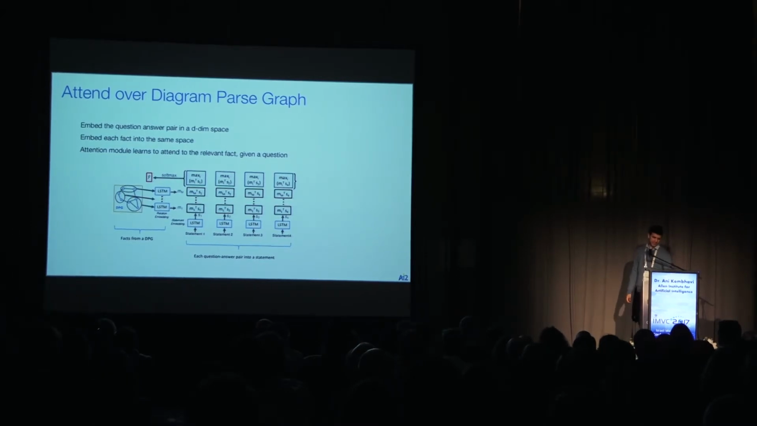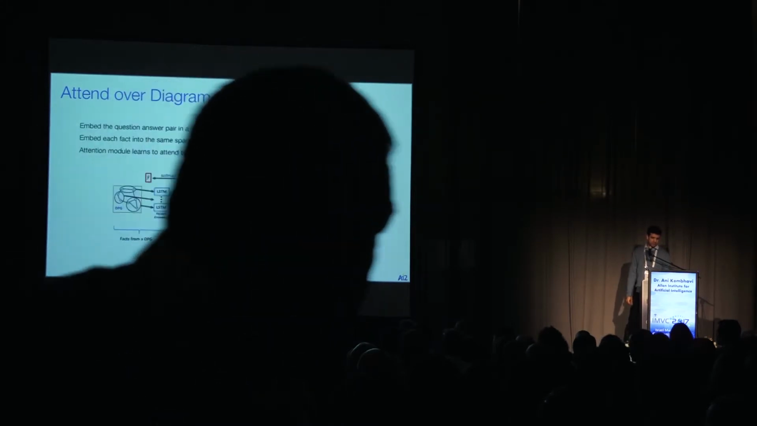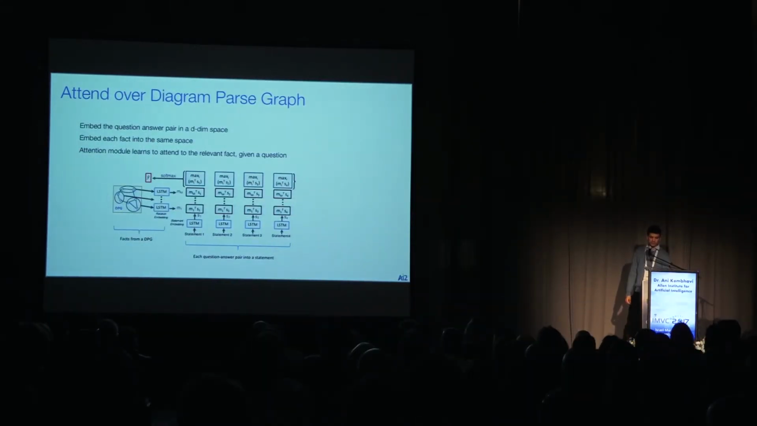And so this is exactly that. You take your diagram parse graph on the left, DPG, and then you convert these to facts, assertive statements, and then you pass each of these to an LSTM. Your question and your answer choices go through the bottom. You have standard attention architectures, and then a softmax on top tells you what's the right answer.